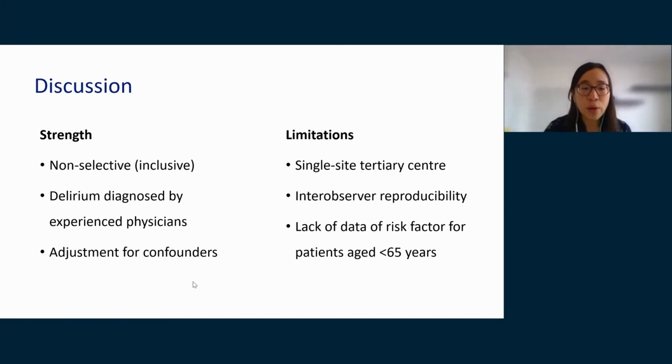One main strength of our paper is that we adjusted for significant confounders when determining the associations and the outcomes of delirium. However, due to resource constraint, we did not collect data on the factors associated with delirium in patients under 65 years old. However, the number of delirium cases in the patients of age group less than 65 was very small.